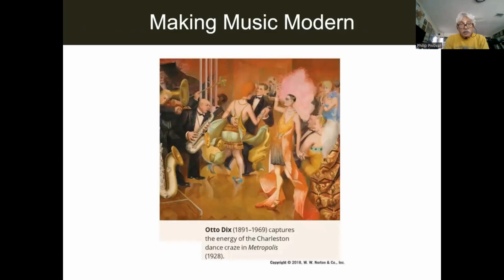This painting captures the energy of the jazz age, and that's what it's called, a certain period of time when jazz was real popular, and with the short dresses and short hair for women, which was really a big change, and a lot of parents didn't like it.